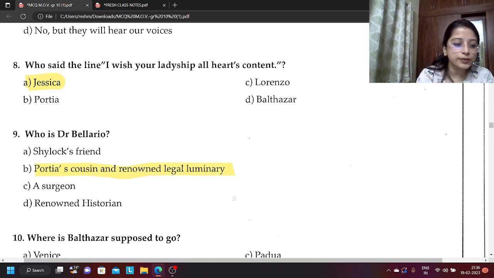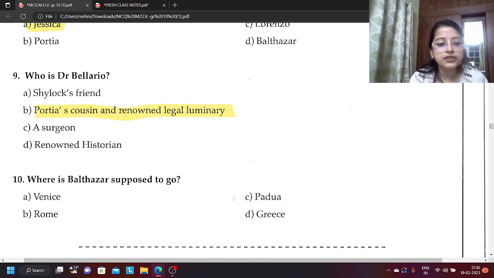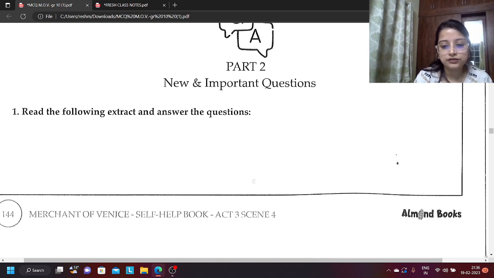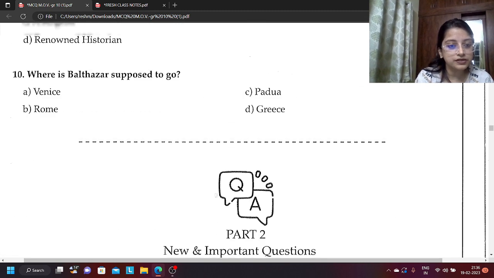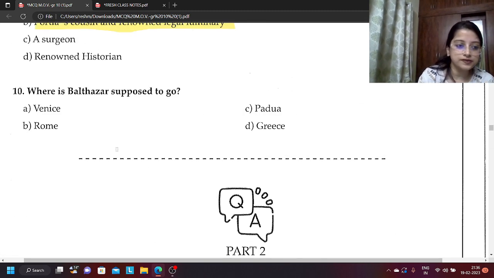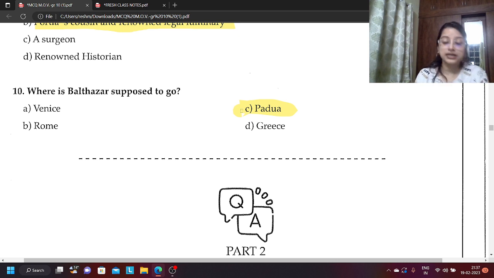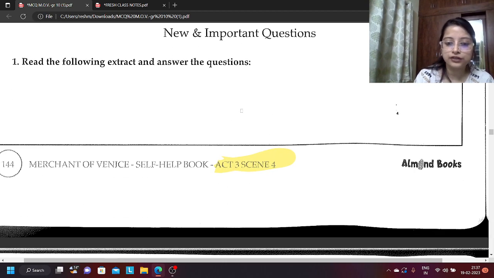Okay. Last question from this part. Where is Balthazar supposed to go? Now this Balthazar, this is from which act? See, Act 3 scene 4, right? So this Balthazar is the servant Balthazar, not the lawyer Balthazar. So where is Balthazar supposed to go? To Padua, to Portia's brother, who is cousin, who is Bellario, right? So option number C. So that's all from Act 3 Scene 4.